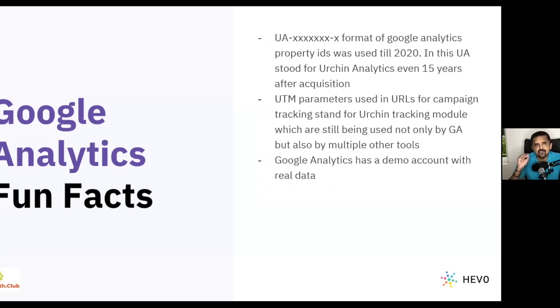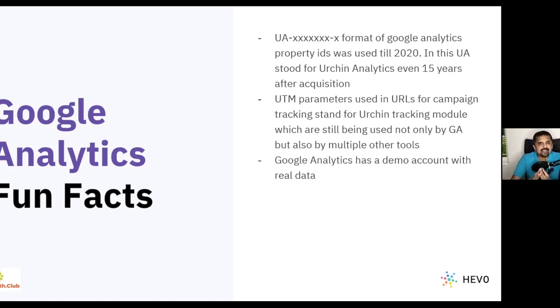In that, UA actually stood for Urchin Analytics. This has been a property ID since the days of Urchin Analytics, and it remained till 2020. So Google actually persisted with the nomenclature that Urchin Analytics had put 15 years ago. After 15 years, in 2020, when GA4 was launched, Google finally changed it to G-XXX.